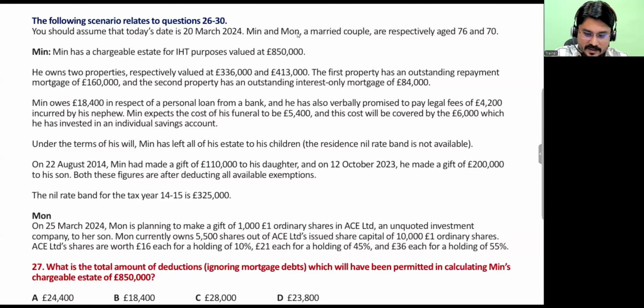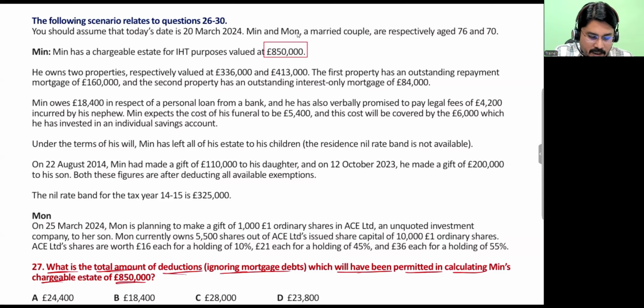In question 2 of the scenario, the requirement is, what is the total amount of deductions ignoring mortgage debts, because mortgage debts have already been deducted from the property's value. Apart from the mortgage debts, what is the total amount of deductions which will have been permitted in the calculation of the chargeable estate of 850,000? Meaning, what are the amounts which have already been deducted in the calculation of this given chargeable estate?